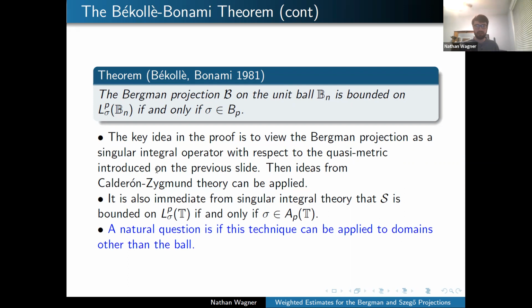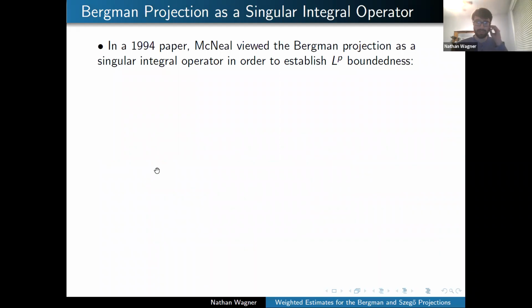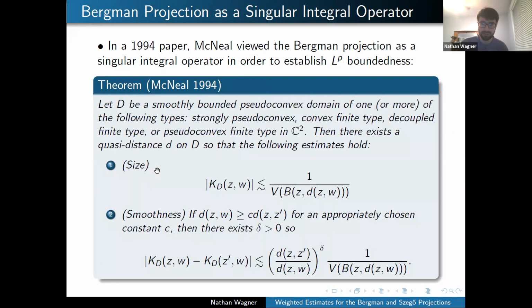And a natural question, and this has motivated a lot of my thesis work, is if this kind of harmonic analysis machinery can be applied to domains other than the ball. And the answer is that it can be. So a key idea in this is put forth in a 1994 paper of McNiel, where he viewed the Bergman projection as a singular integral operator on many classes of domains to establish LP boundedness.